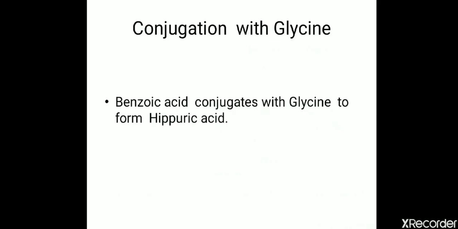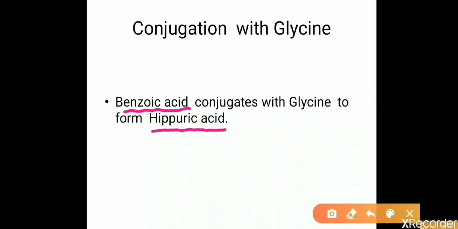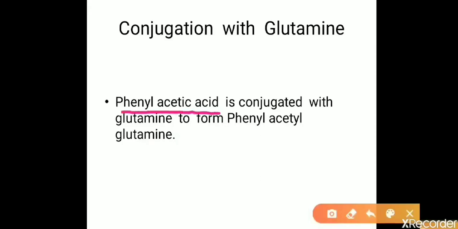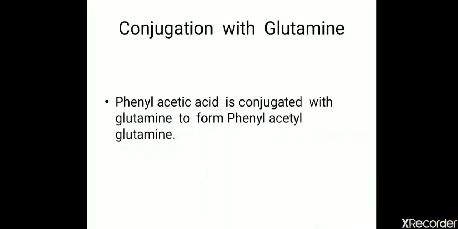Coming to the detoxification reaction of glycine, the best example is detoxification of benzoic acid. So glycine converts this benzoic acid into non-toxic hippuric acid. That is the example for detoxification reaction of glycine, benzoic acid into hippuric acid. Coming to the conjugation with glutamine, phenyl acetic acid undergoes conjugation reaction with glutamine and produces non-toxic phenyl acetyl glutamine. So that is the example for conjugation reaction with glutamine.